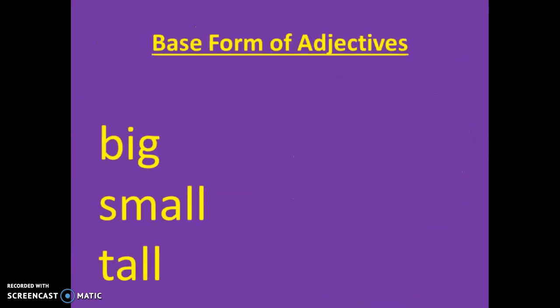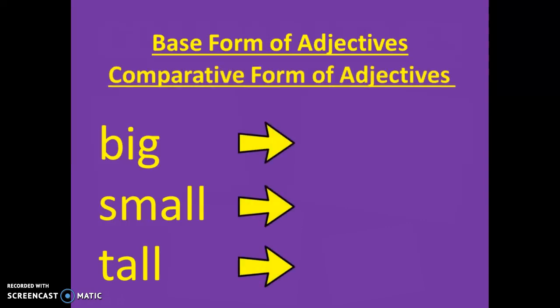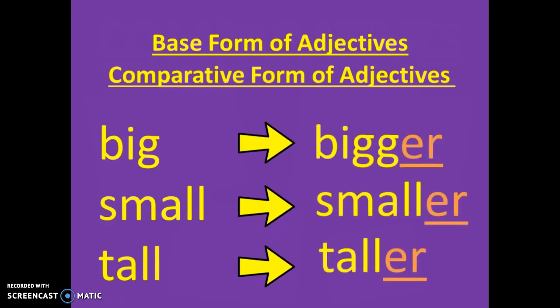Now, if we want to take the base form of an adjective, which means our normal, regular form, for example, big, small, and tall, if we want to change them into comparative forms, we're going to add ER. So for example, we have the word bigger, smaller, taller. You'll see ER is underlined and highlighted, which shows us it is the comparative of the base form.